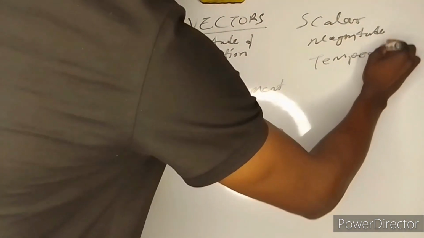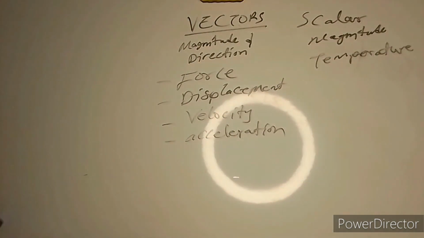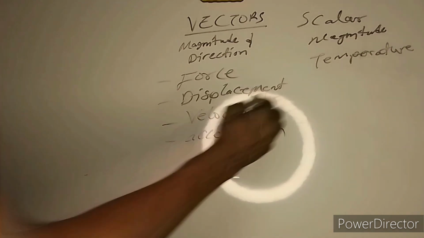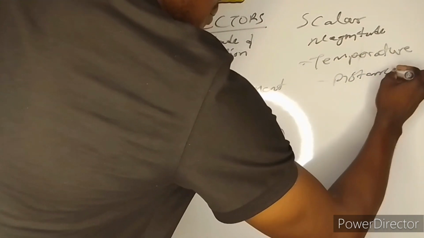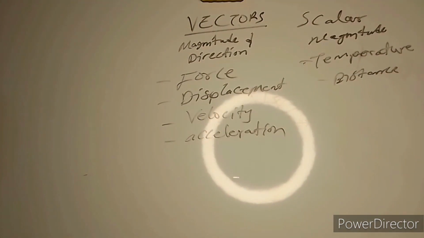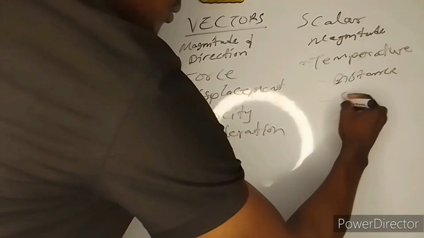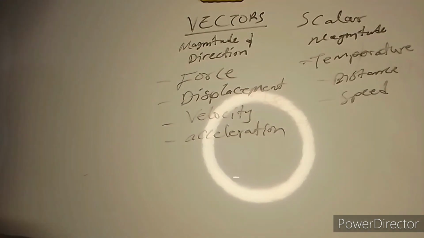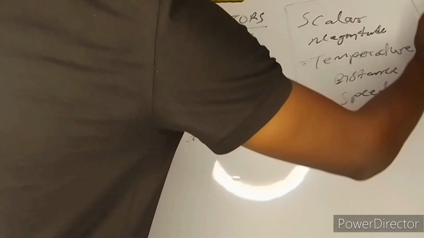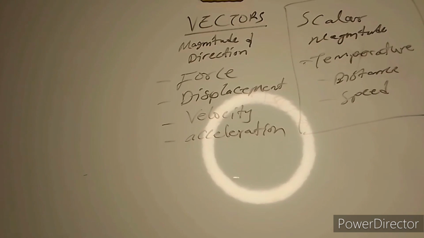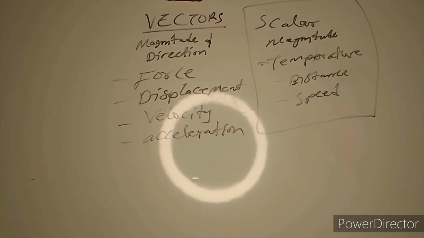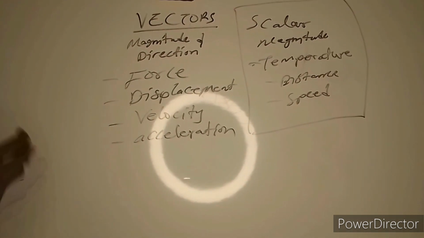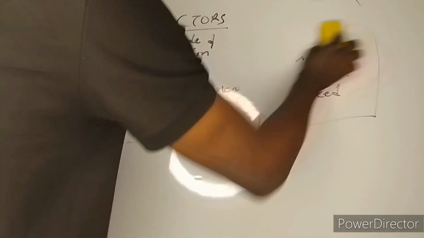Then coming to scalar quantities, we can talk about temperature. Temperature has only magnitude without any direction. Then apart from that, we can look at distance, and apart from distance, we can also look at speed. So all these that I've just given here on the board are scalar quantities. Remember, today we are only focusing on vectors, so there is no need for you to know these scalars. Let us focus on vectors.